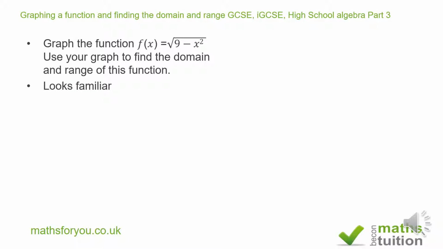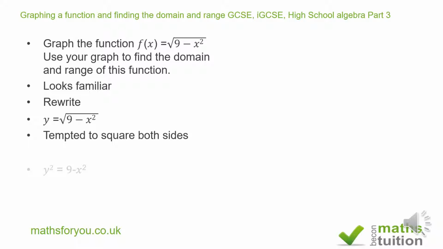Now, this looks familiar, doesn't it? You can write this as y is equal to the square root of 9 minus x squared, and we'll be tempted to square both sides. So if you square both sides, you end up with y squared is equal to 9 minus x squared. If we then take minus x squared to the left-hand side, this becomes y squared plus x squared is equal to 9. You will have noticed this is the equation for a circle with center 0, 0 and radius 3 units. And our circle looks something like this one here.